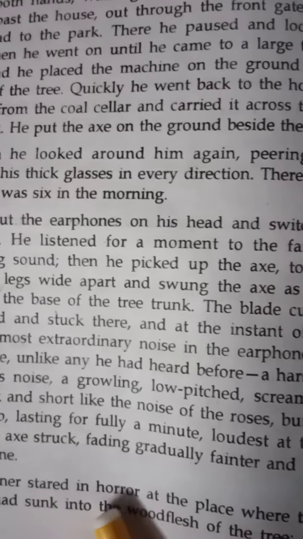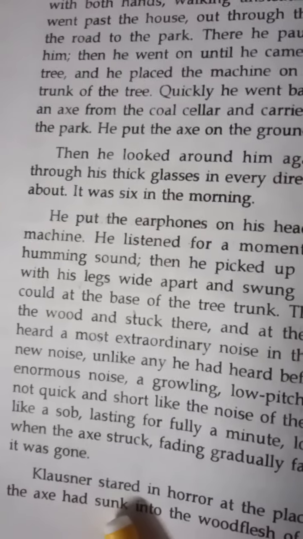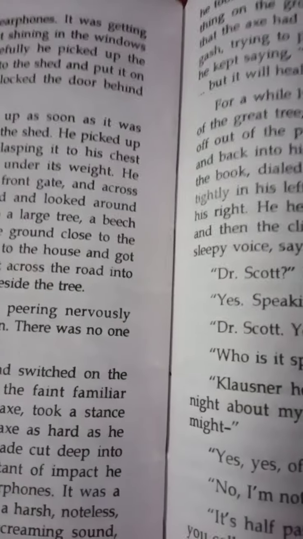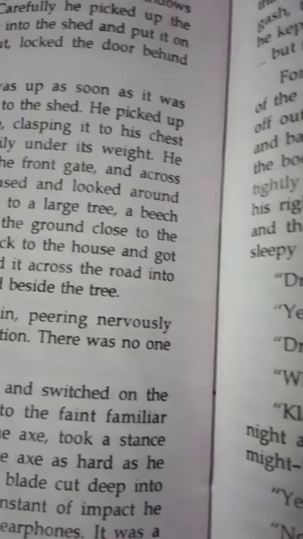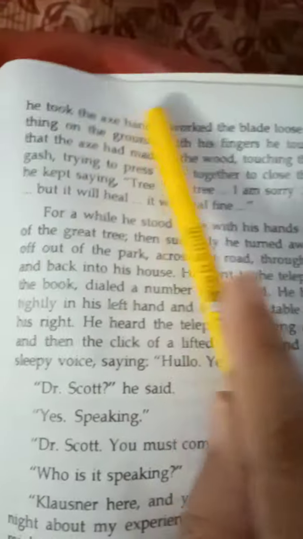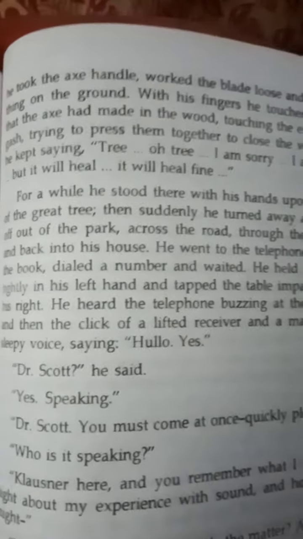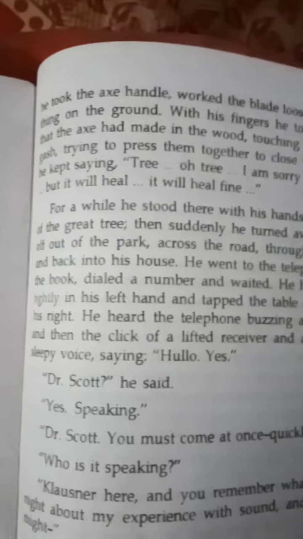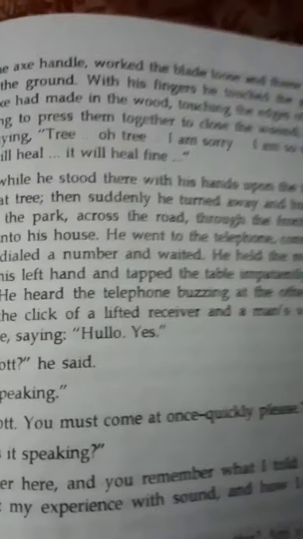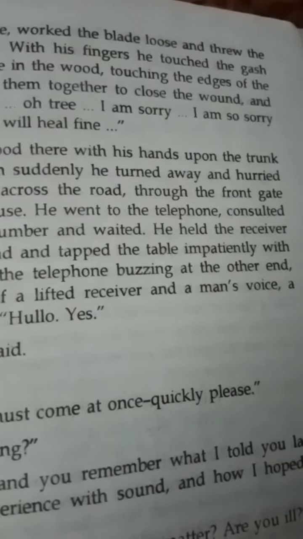Losner stared at the place where the blade of the axe had sunk into the wooden flesh of the tree. Then gently he took the axe handle. In my last class I told you that he hit the tree, and now he's feeling very bad that he had hit the tree. And why did he hit the tree? Because he wanted to know what noise the tree creates when hit. And he worked the blade loose and threw the thing on the ground.